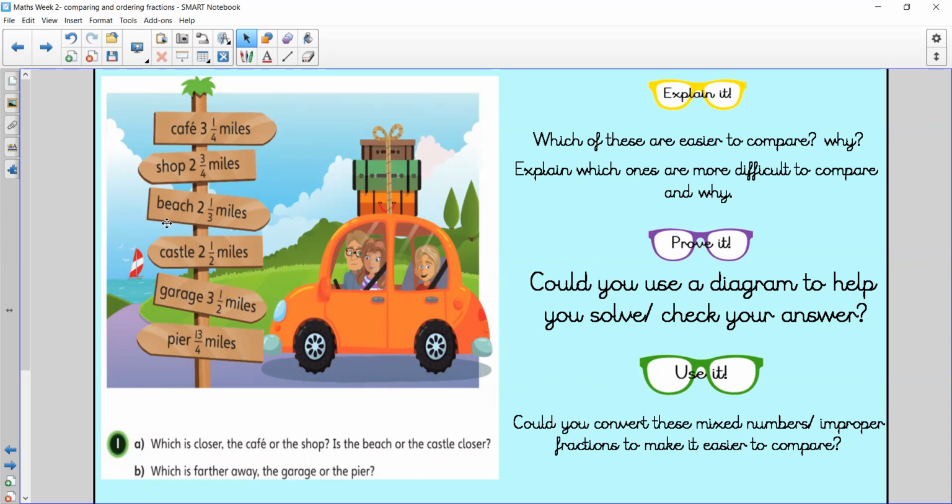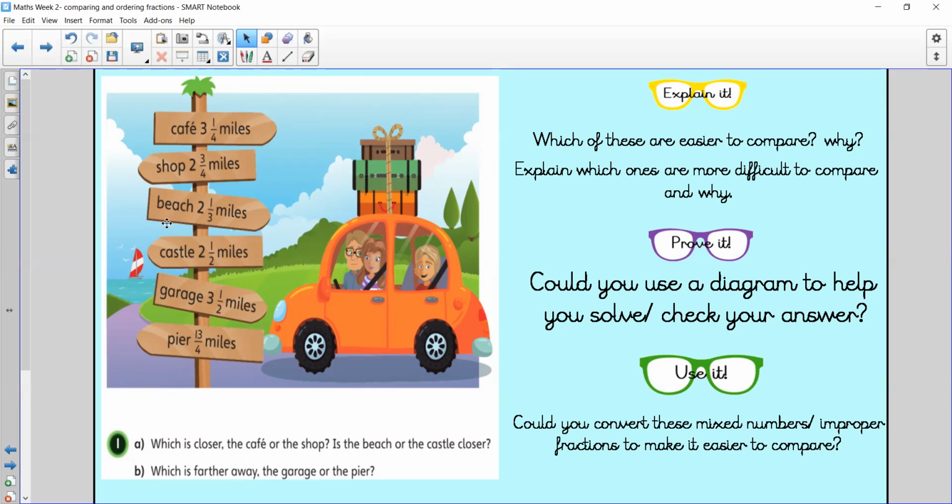So which one is the furthest away, the longest distance? The garage or the pier. Now this one, before you even start, I would like you to have a think about what is different about these distances and what you are going to have to do before you can compare them to find out which one is the furthest.